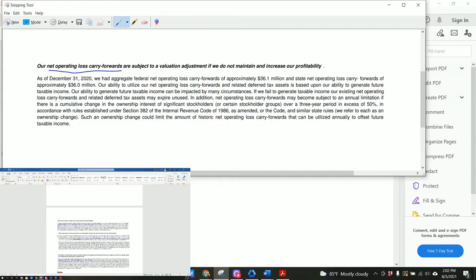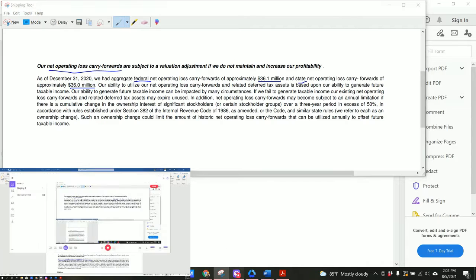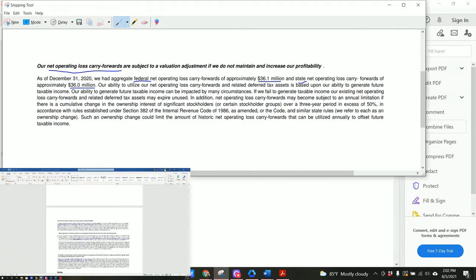These are things worldwide where if a company loses money, they get a tax credit for the amount. In this case, it is $36.1 million in federal and $36 million in state. That's important. I'll tell you why in a bit. But first, what are these? Okay. What are NOLs? Again, they're the tax credits.